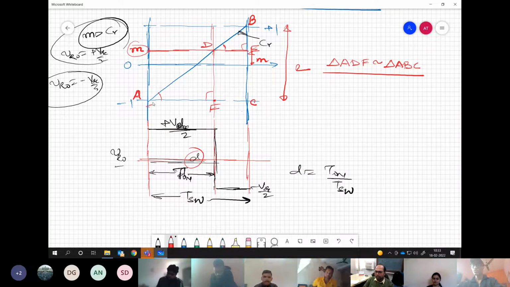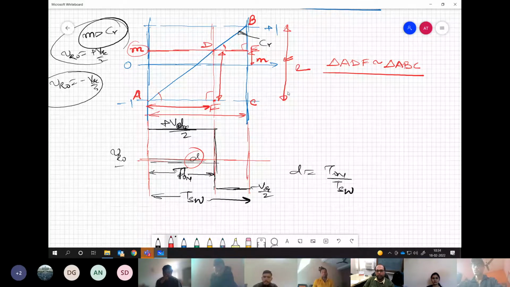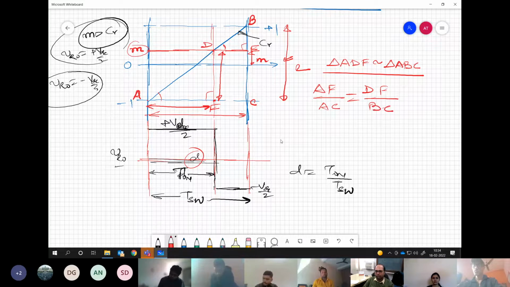This point is clear, right? Any confusion in this? So we can relate this height with this, and this duration with the total duration, which is TSW. So we can write AF by AC equal to DF by BC. Correct? Any confusion in this? It's correct, right? Ratio of the base equal to ratio of the perpendicular.